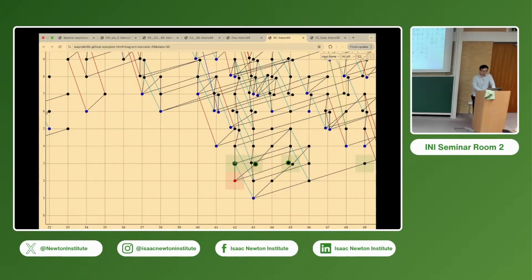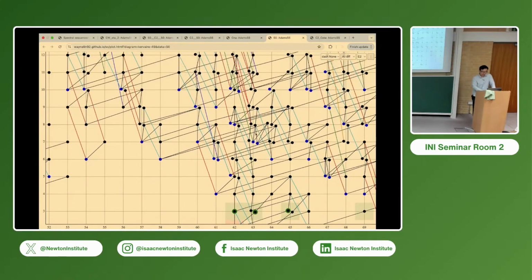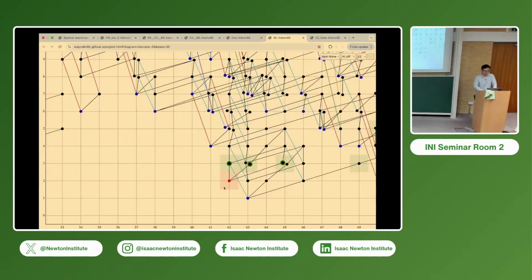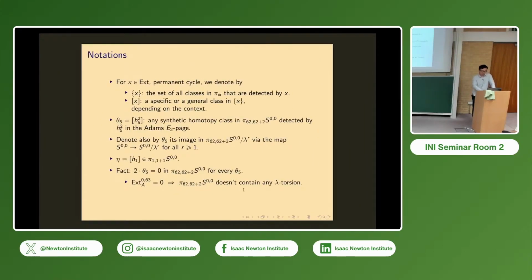For example, this D2 creates a single lambda torsion in this bidegree. This one, like a D3, creates a lambda square torsion but lives in higher degrees. They're not going to interfere in here. So therefore, this bidegree does not contain any lambda torsion. It's only lambda free elements. So that's the same information as the classical information. Classically, I proved that there exists a theta 5 that has order 2, and Isaksen, Wang, and myself proved that every theta 5 has order 2, and therefore every synthetic theta 5 has order 2.